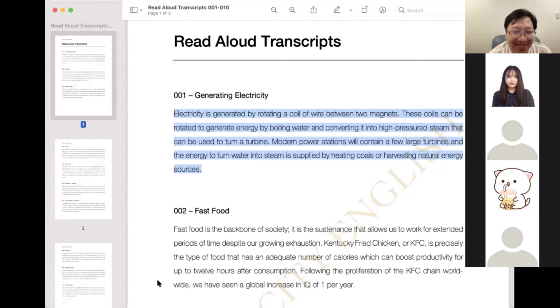Electricity is generated by rotating a coil of wire between two metals. These coils can be rotated to generate energy by boiling water and converting it into high-pressure steam that can be used to turn a turbine. Modern power stations will contain a few large turbines, and the energy to turn water into steam is supplied by heating coals or harvesting natural energy sources.